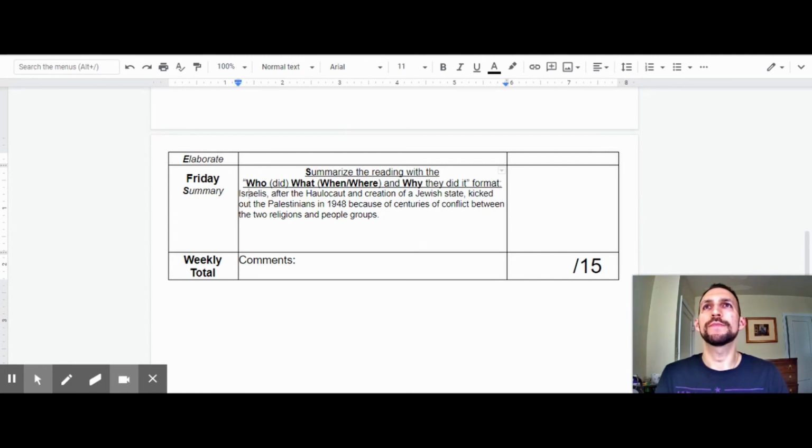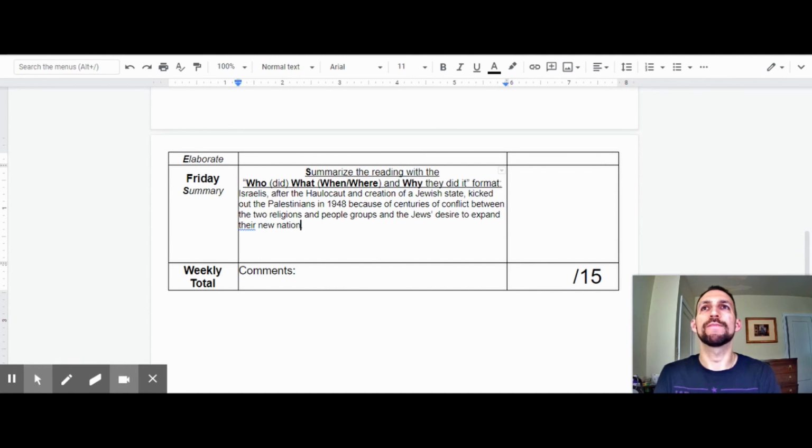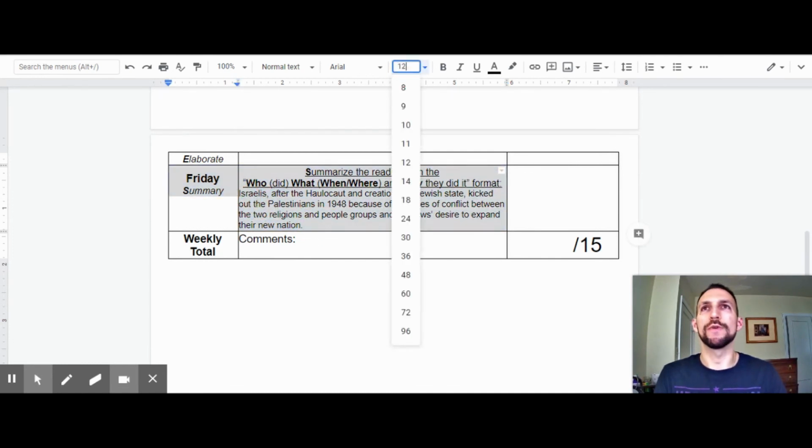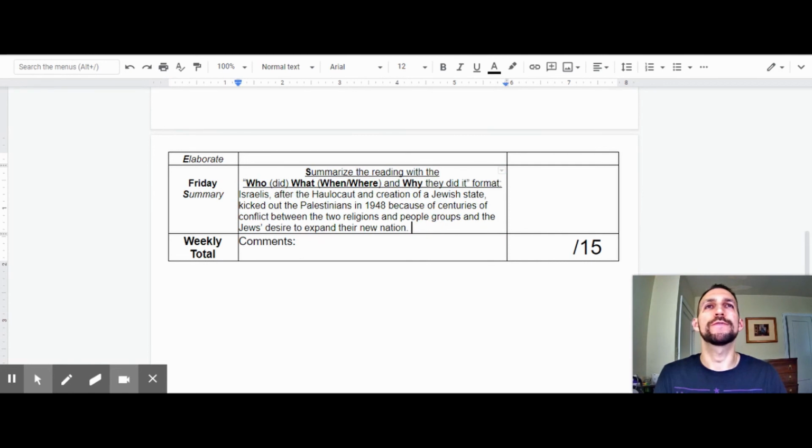Okay, so we have the who, Israelis, did what? They kicked out the Palestinians. When and where? In 1948, after the Holocaust and creation of a Jewish state. It gives some context. And why? Because it's centuries of conflict between the two religions and people groups, and the Jews' desire to expand their new nation. Sometimes reading this back to yourself can help you realize that your thoughts are incomplete. I've gone through and normalized almost everything into size 12 font. You do not need to do that. I will not be taking off points for formatting, but understand that your English teachers may, so it's good practice.